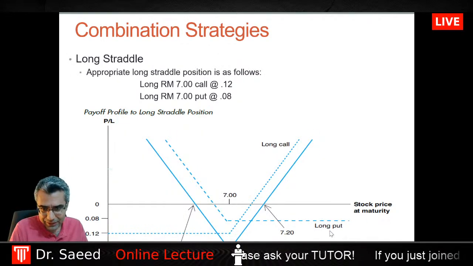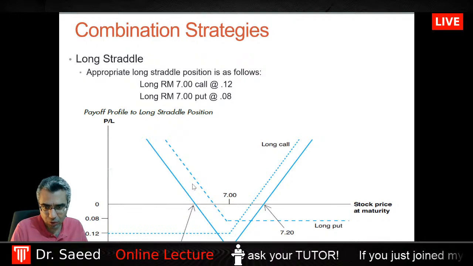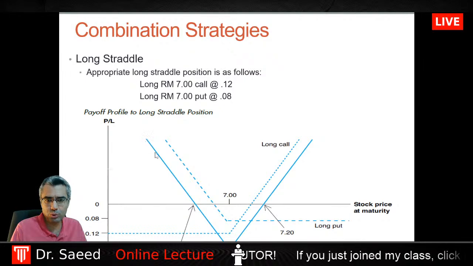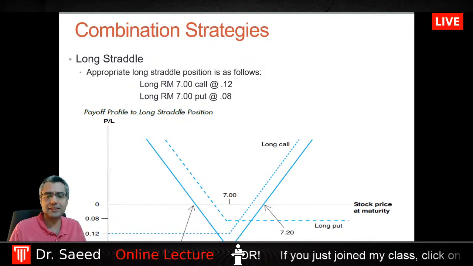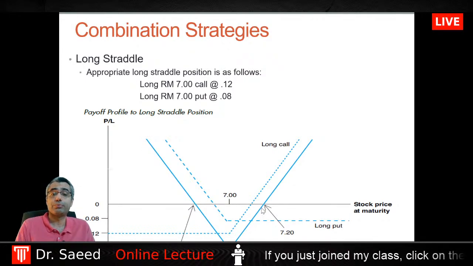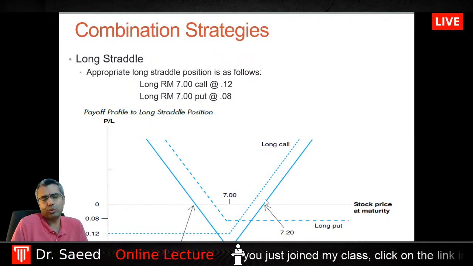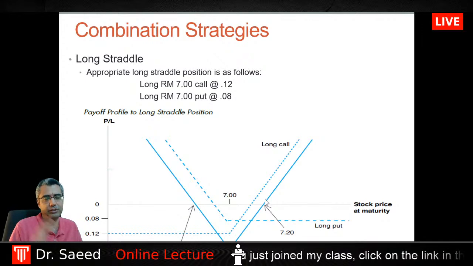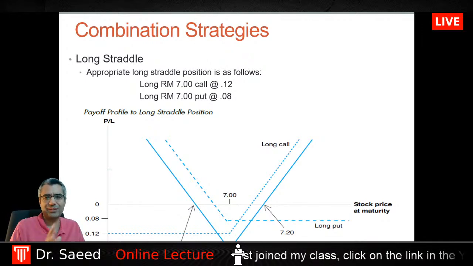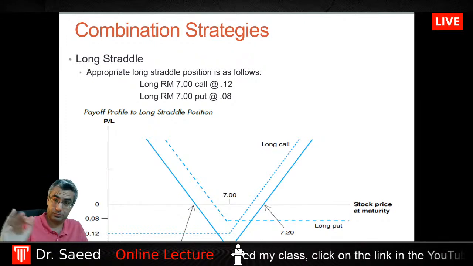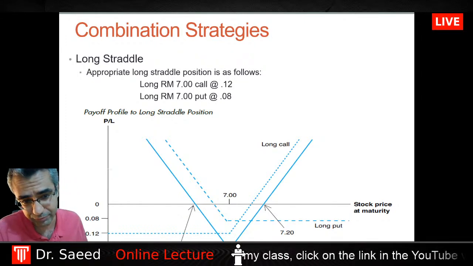So you can see here, the dashed line is long put, and this one is long call. I showed you this at the beginning of today's lecture. If you combine these two, you will get this one. And this means you will have profit if the price changes, but you are not sure which direction it will go. For both cases, you will make profit. If the price goes up or goes down, you have profit. But if the price doesn't move, you have a loss.